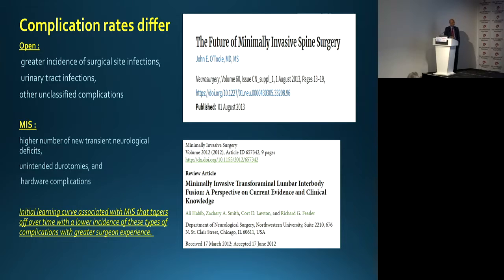So complication rates differ. With open, you get increased incidence of surgical site infections and UTIs. With MIS, a higher number of transient neurological deficits, unintended durotomies, and hardware complications.